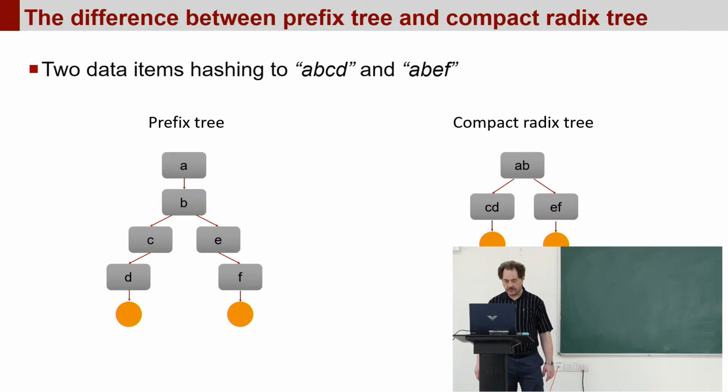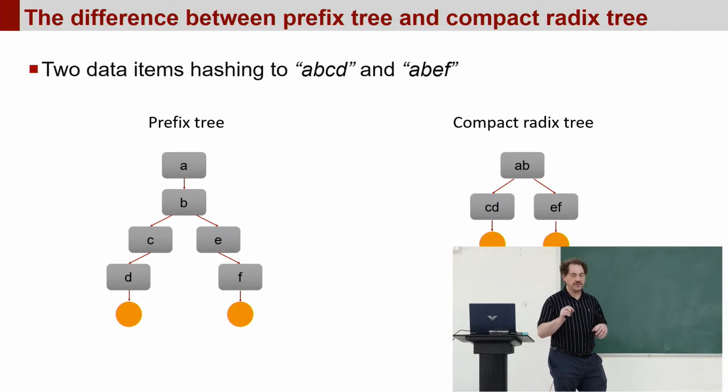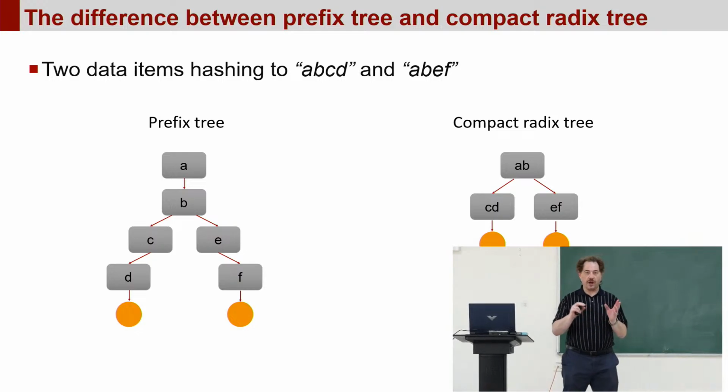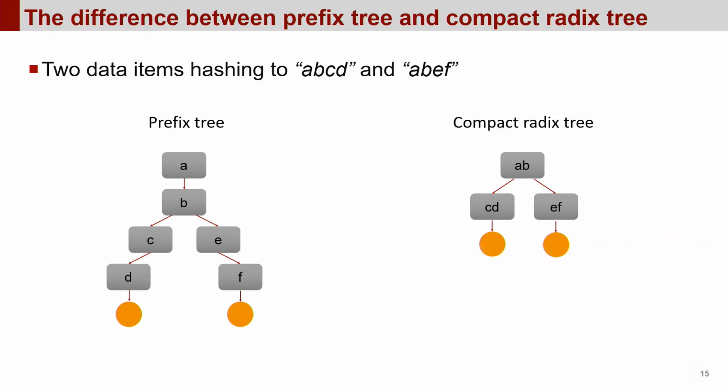Imagine that we have two data items. For example, two transactions or two state elements, two accounts. And imagine that one data item is hashed to the value of ABCD, and the other data item is hashed to the value of ABEF. So, what is a prefix tree?